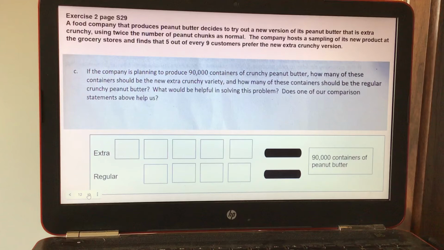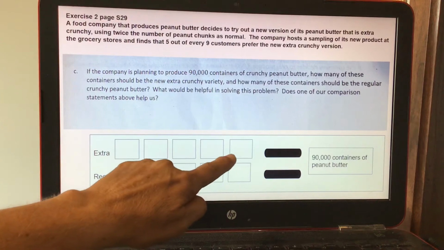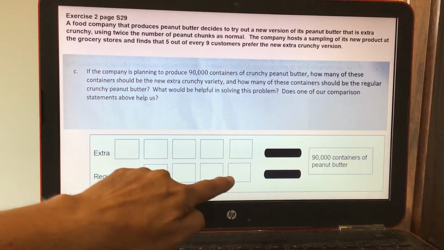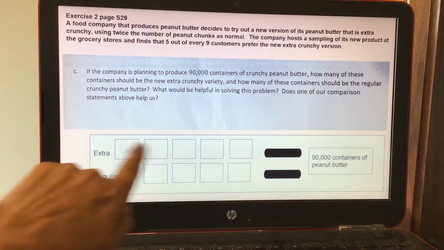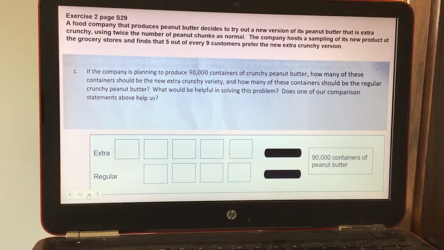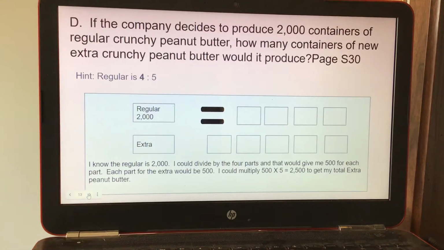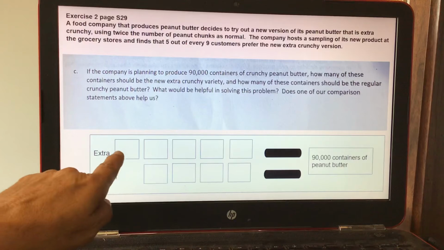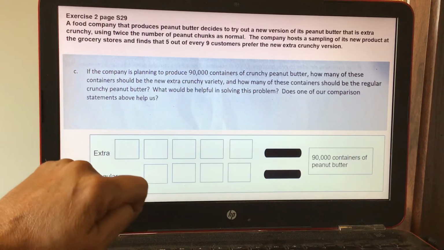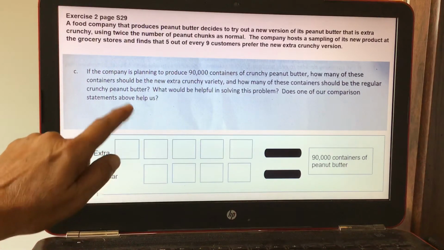So what you could do is you can make a tape diagram, right? So they told you the extra crunchy was 5 out of 9, and the regular was 4, we figured out, right? So you have 9 total here. And then you have 90,000 containers of peanut butter. So you could divide 9 into 90,000 to find out how much each square equals. Okay? Oh, sorry. So if each square is 10,000, because if you divide 9 into 90,000, you'd get 10,000 for each square.